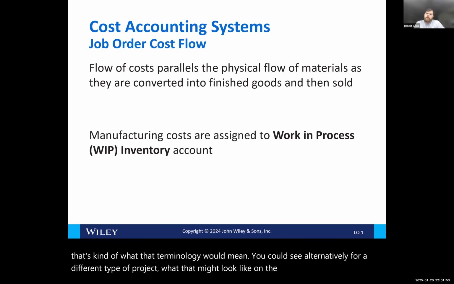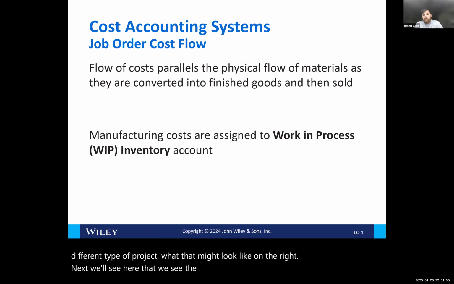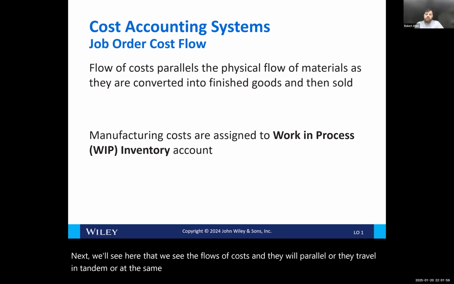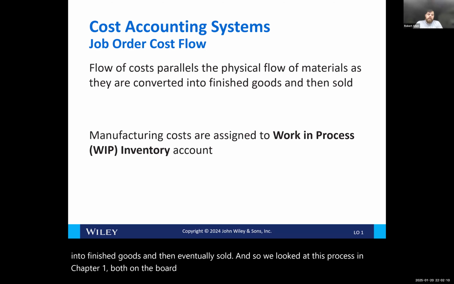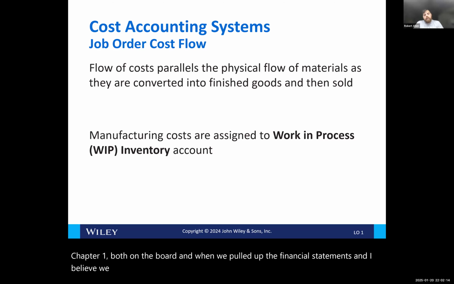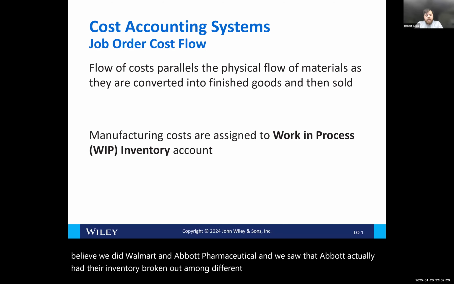Next, we'll see here the flows of costs, and they travel in tandem, or at the same time, with the physical flow of goods as they are converted into finished goods and then eventually sold. We looked at this process in chapter 1, both on the board and when we pulled up the financial statements. I believe we did Walmart and Abbott Pharmaceutical, and we saw that Abbott actually had their inventory broken out among different categories like is being described here.